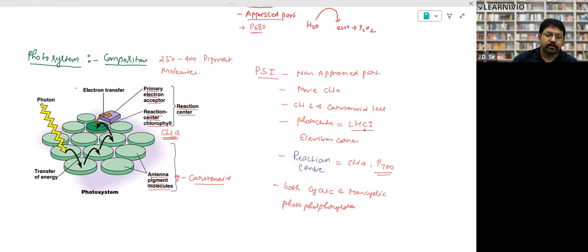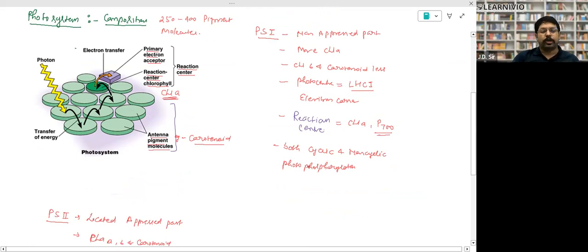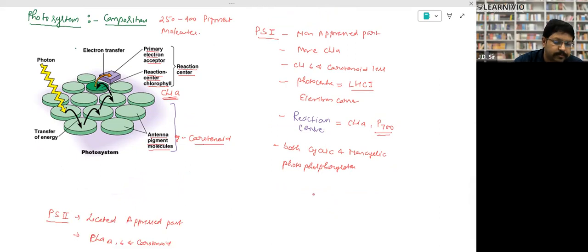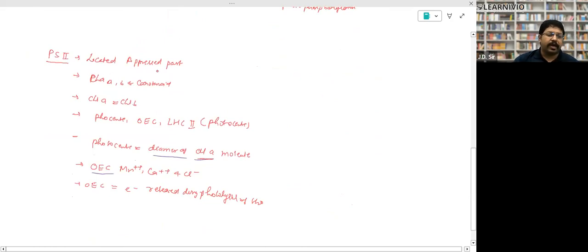The photocenter is called LHC, light harvesting complex 1, LH1, with an electron carrier. The reaction center is made up of a chlorophyll A molecule, that is called P700. Both cyclic and non-cyclic photophosphorylation go on here. I will tell you what cyclic and non-cyclic photophosphorylation are. Then PS2. Now PS2 is located in the appress part.